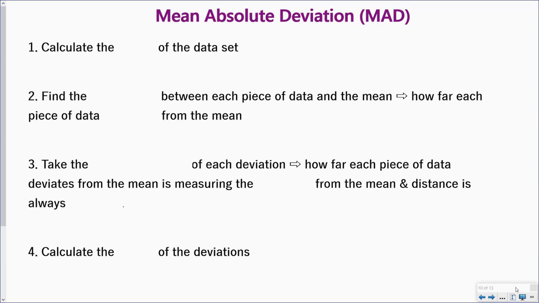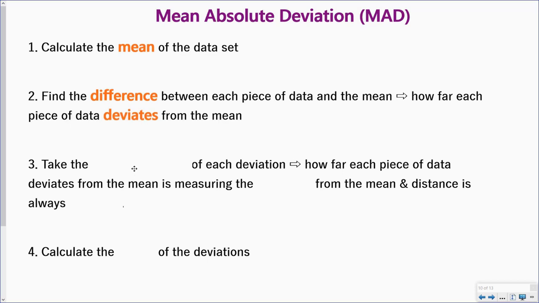Let's take a look at how to calculate the mean absolute deviation. First of all, we need to calculate the mean of our data set. And again, that was by adding up all of the numbers and then dividing by how many numbers we added up. And then we're going to find the difference between each piece of data and the mean. We're going to do that to see how far each piece of the data deviates from the mean.